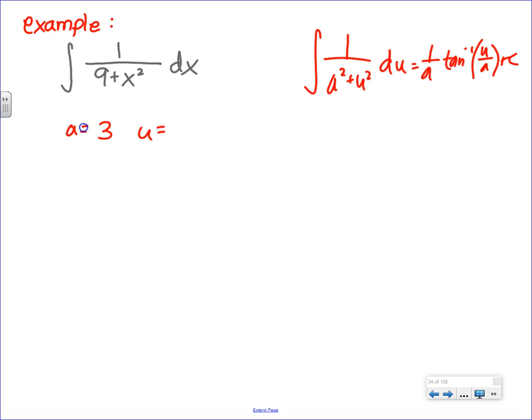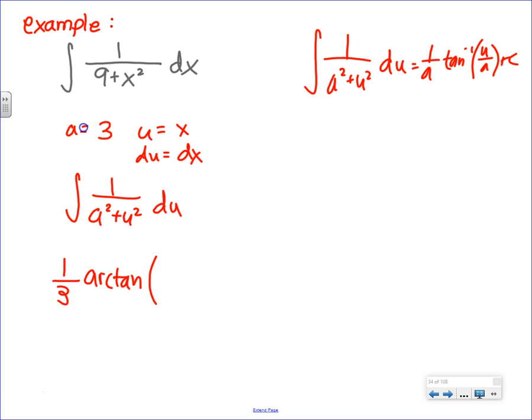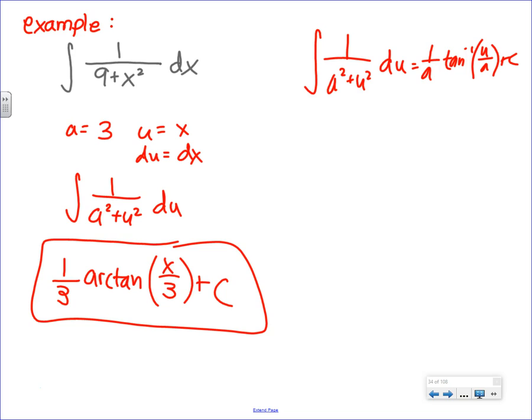3. Who's u? du is equal to dx, which means dx is equal to du. So I can change this to be 1 over a squared plus u squared du, which means, what was your final answer? 1/3 arctan, or tan inverse. I'll write arctan, that's good. x over 3 plus c. Look at how nice that was.